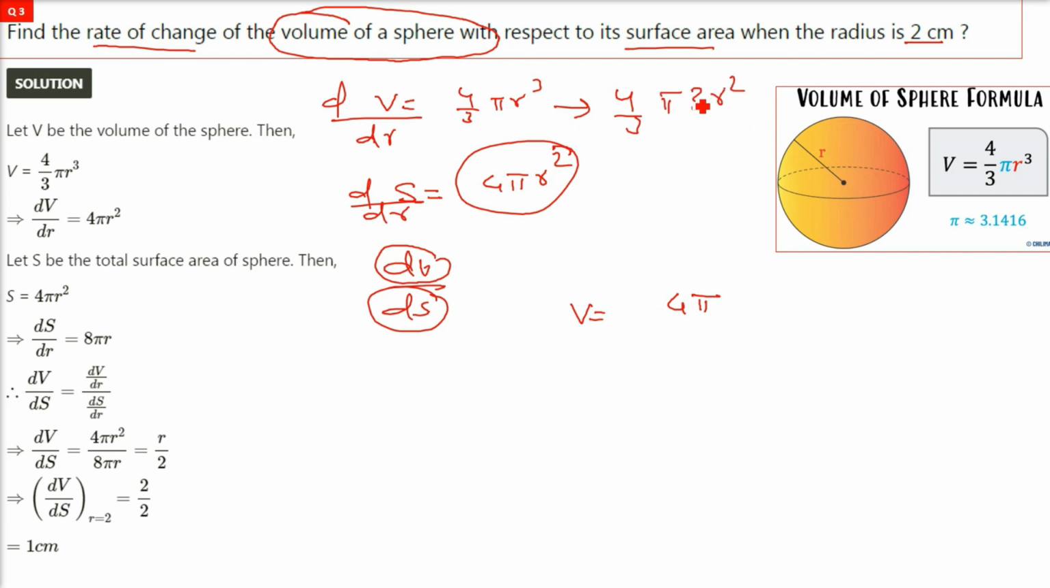So I am differentiating r cube here. It's going to be 4 by 3 pi into 3 r square. The 3 gets cancelled, giving 4 pi r square. What about dS by dr? S is 4 pi r square, differentiating with respect to r, 2r, so you get 8 pi r.